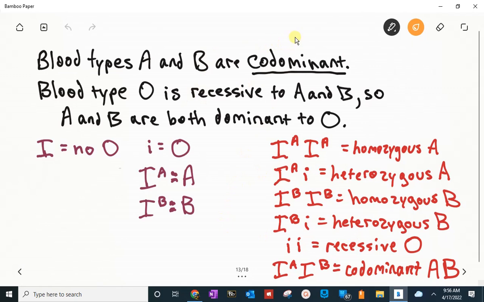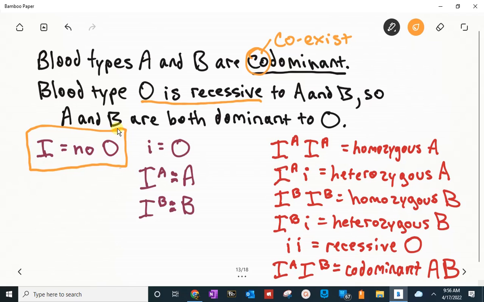Now both blood types A and B are codominant, and remember codominant means they coexist. And blood type O is recessive to A and B. So we still have a recessive trait here. And so when you look at how these are written, capital I stands for all the blood that is not recessive type O.